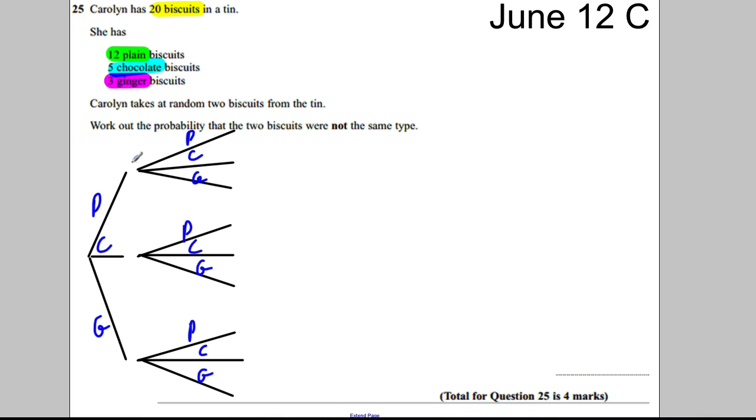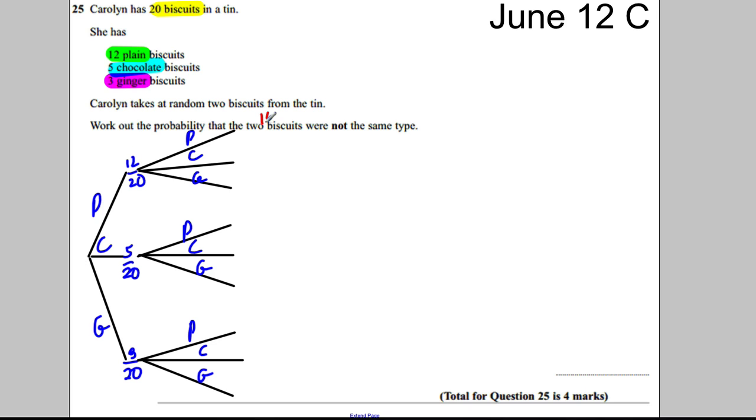If she takes a plain, it's 12 out of 20. Chocolate, 5 out of 20. Ginger, 3 out of 20. They add to 20 out of 20, so we know we've done it right.